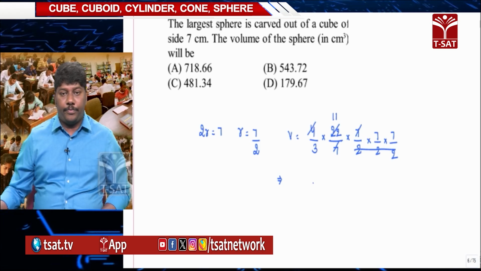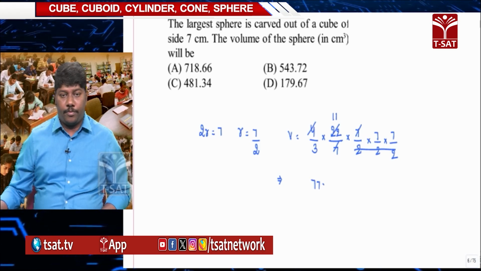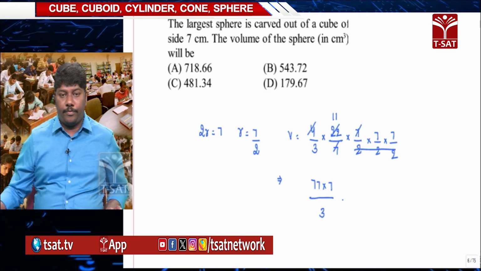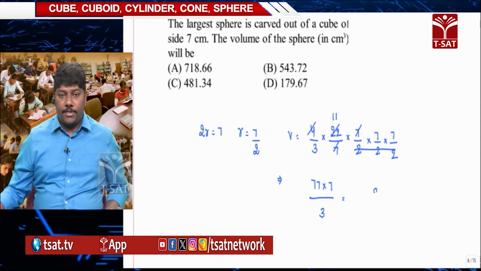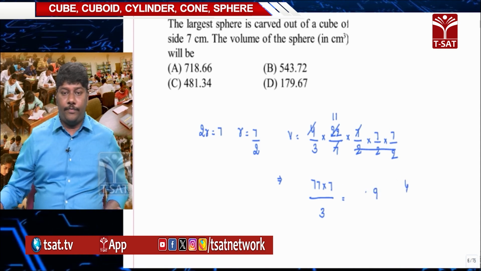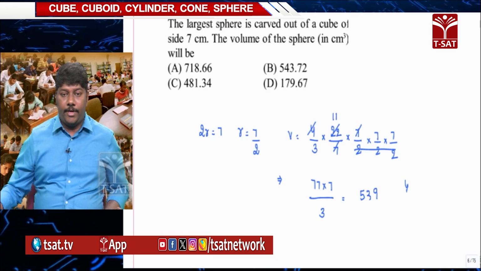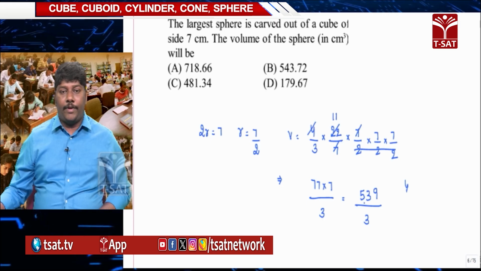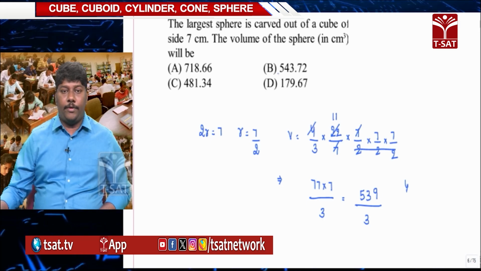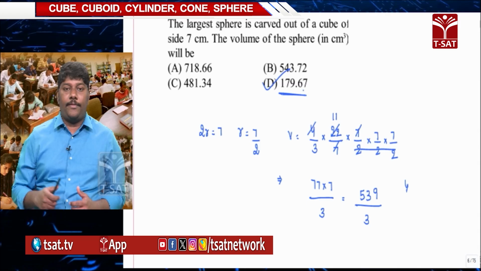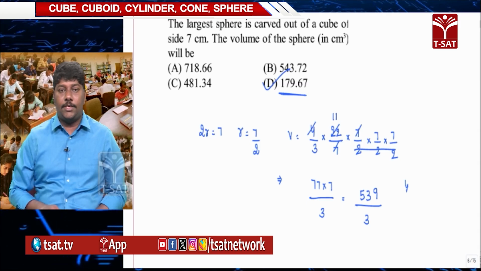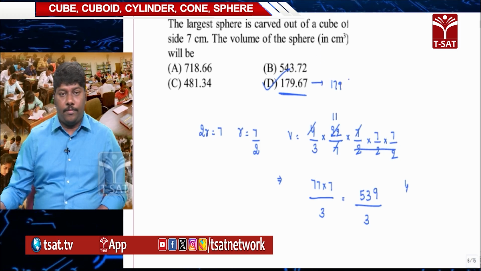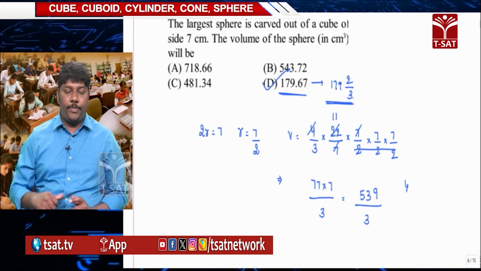77 into 7 by 3. 77 into 7, 7 7s are 49. 49 plus 4, 539 by 3. Look at the approximate value. If I take it as 540, it would have been 180. Therefore, it is little less than 180, that is 179.467 or else 666. So, it is 179 2 by 3, which is the volume of the sphere.